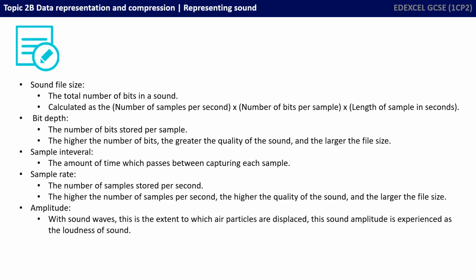The higher number of bits, the greater the quality of the sound, but the larger the file size. We have the sample interval. That's the amount of time which passes between capturing each sample. This is opposed to the sample rate, which is the number of samples that we record and store per second. Again, the higher number of samples per second, the higher the quality of the finished sound, but the larger the file size. And finally, there's amplitude. So with sound waves, this is the extent to which air particles are displaced. This sound amplitude is experienced as the loudness of the sound.